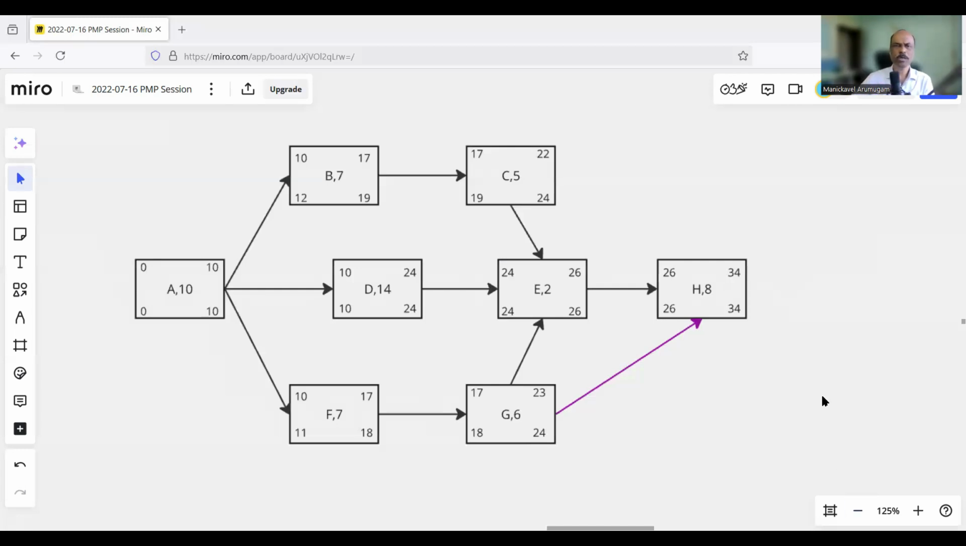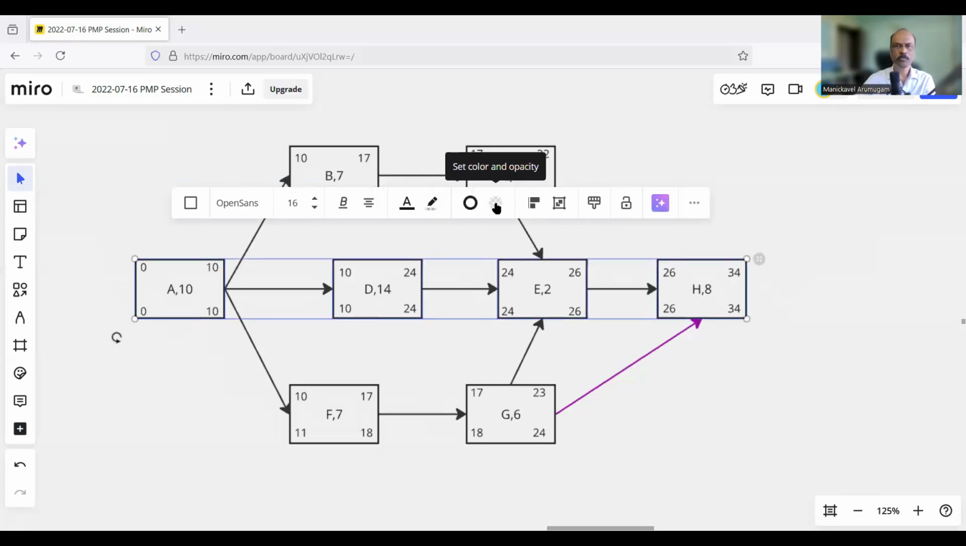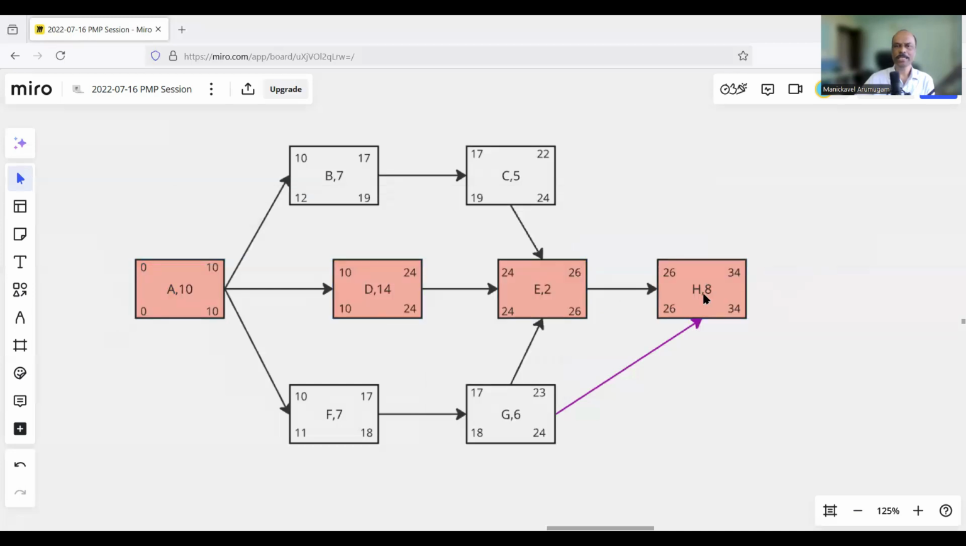Now let's find out the critical path. How do we find the critical path? We need to look at the forward pass and backward pass. So A, D, E and H, these four are your critical path. B, you can see that there is a float: 12 minus 10, so B has a total float of 2 days. C has a total float of 2 days. F has a total float of 1 day. G has a total float of 1 day.